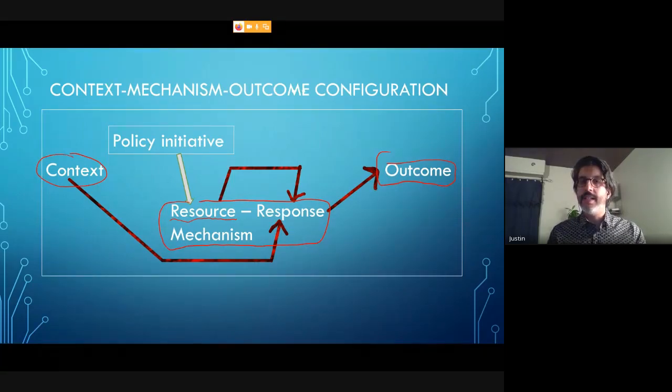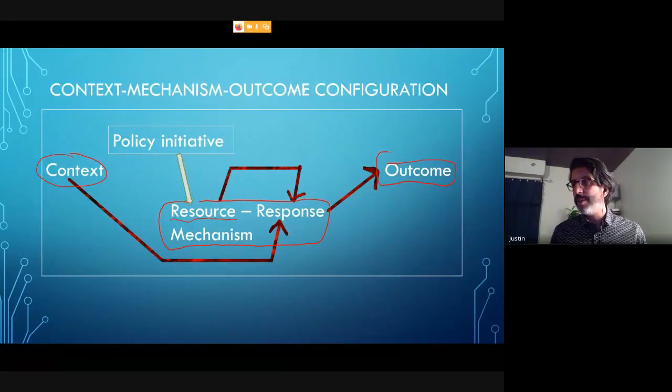Why is it? Then in investigation, you might find out that something in the context is impeding the resource from activating the response. So the mechanism doesn't get triggered because the context is not fertile. The context doesn't have the right enablers to trigger the mechanism. So this is the way we talk in the realist language.